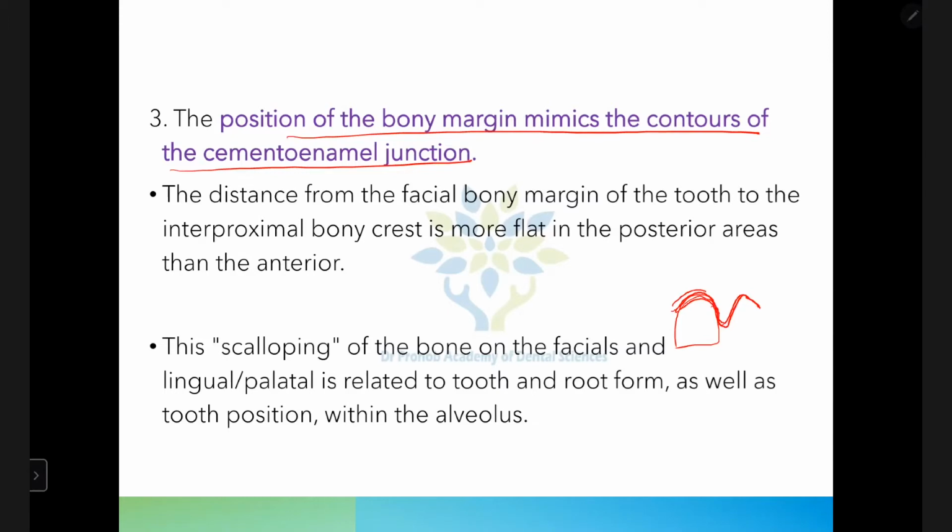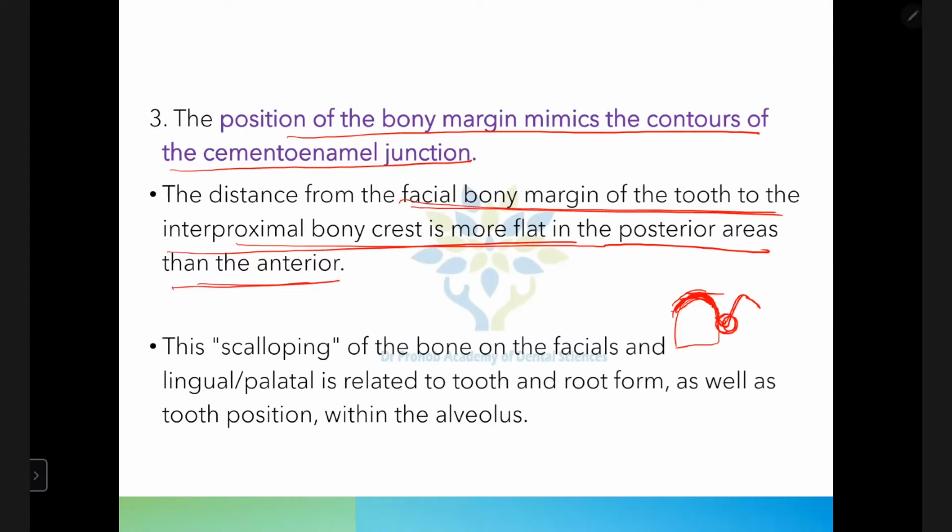Next, the distance from the facial bony margin of the tooth to the interproximal bone crest is more in the anterior areas than the posterior areas. As I've already told you, in the posteriors it is flat, right? The interdental bone is flat rather than pyramidal. So now what he's saying is, this is facial bone, and this is interproximal bone. This distance from the facial bony margin to the interproximal bone crest is greater in anterior areas, whereas in the posterior areas it is flat. So there is less distance between the facial bony margin and the interproximal bone crest in posterior areas, right? In the anterior regions it is pyramidal, whereas in the posterior regions it is flat.